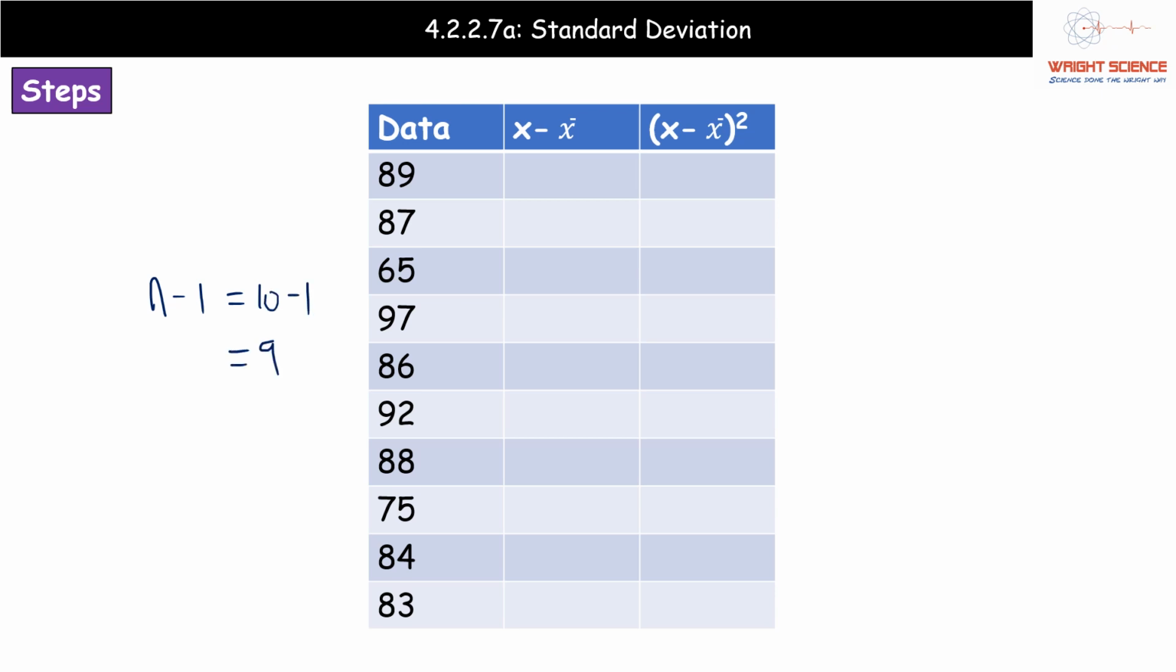Then we obviously need to calculate our mean, the X bar. And to calculate our X bar, what we need to do is add up all 10 of those data points and divide by 10.